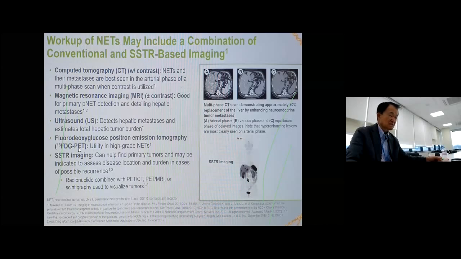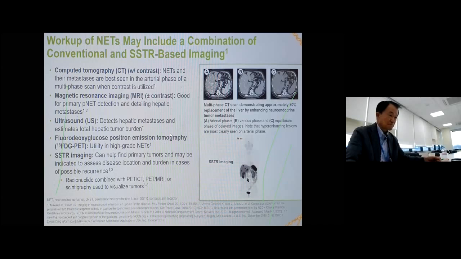Poorly differentiated tumors obviously take up a lot more FDG, but well differentiated ones show uptake just a little bit, not much, because there's not much active glucose metabolic process. But high grade certainly show. Somatostatin receptor imaging is certainly more specific.